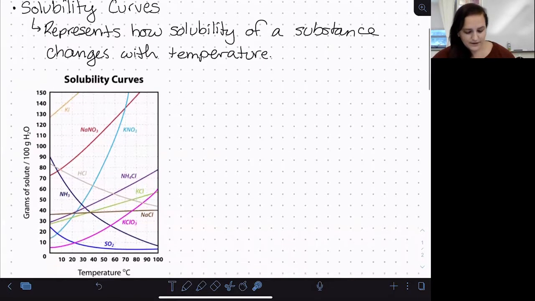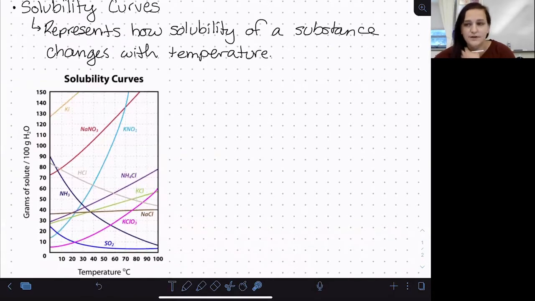The x-axis down the bottom is temperature in degrees Celsius, and this is dissolving in water. So the x-axis is given for the entire range where water is a liquid, from 0 to 100 degrees Celsius. And then our y-axis is grams of solute per 100 grams of water. So this is a little bit different than molarity, which we've been using. It's how much solute to how much water, to how much solvent specifically.